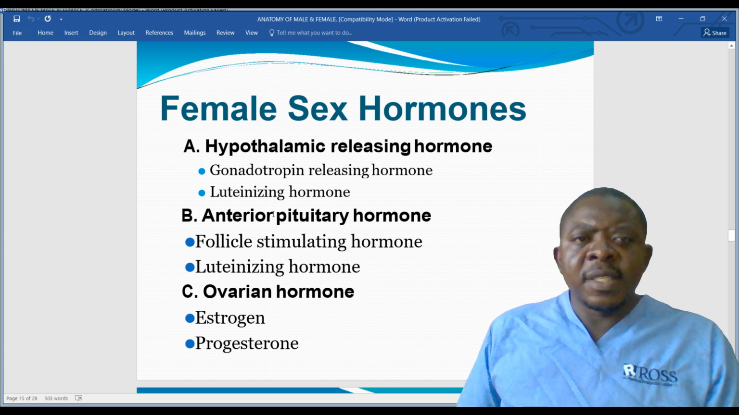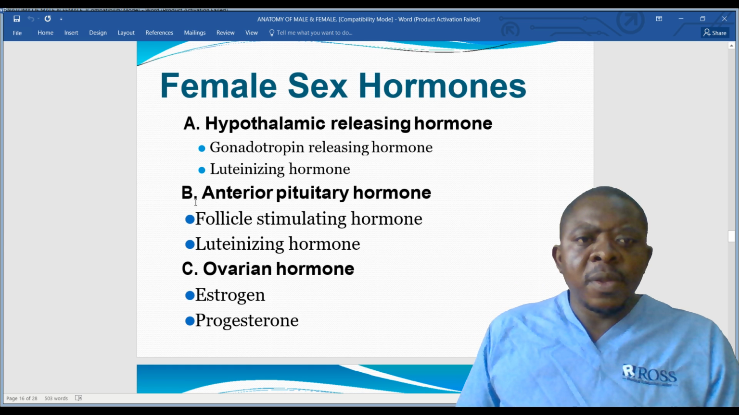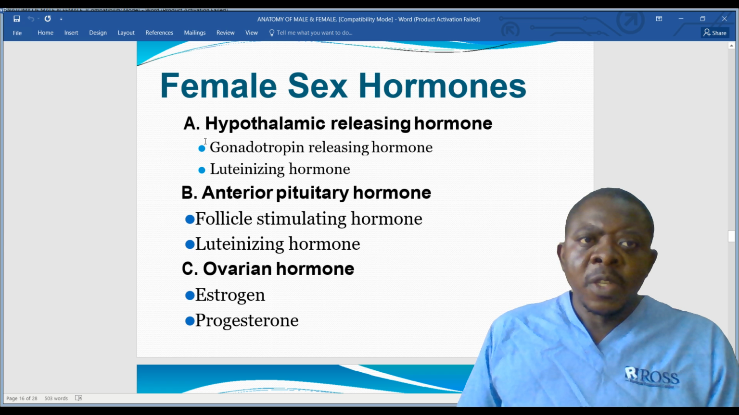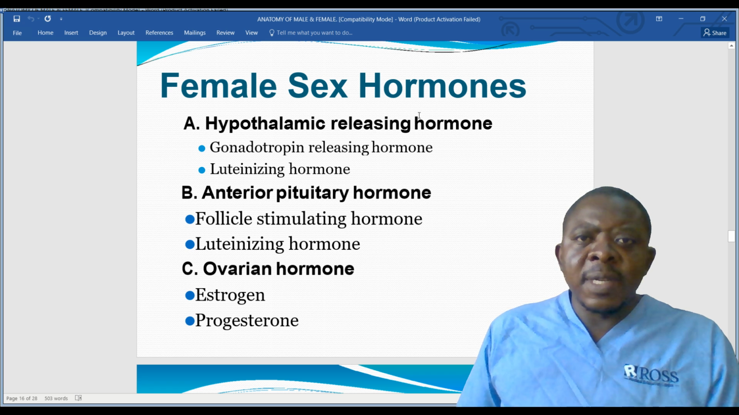Female sex hormones. Female sex hormones include hypothalamic releasing hormones, anterior pituitary hormones, and ovarian hormones. When we talk of hypothalamic releasing hormones, we have gonadotropin releasing hormone and luteinizing hormone. So when they're coming from the hypothalamus, they will have a releasing hormone. Then they were known as releasing hormones.